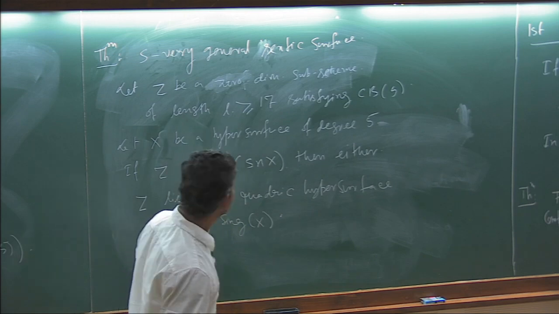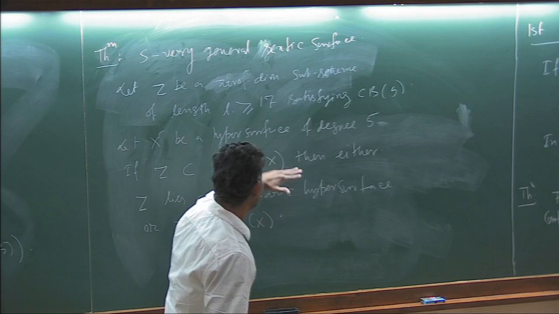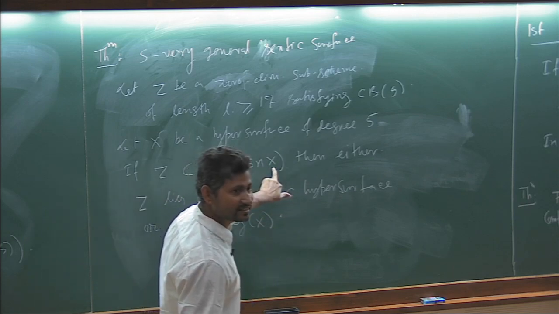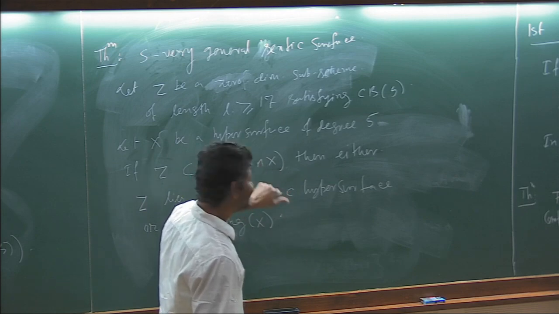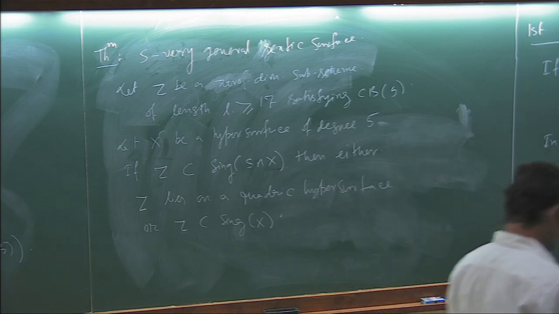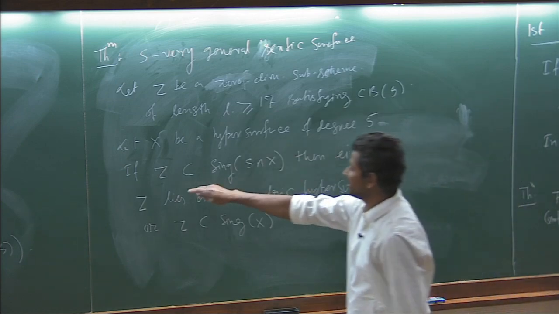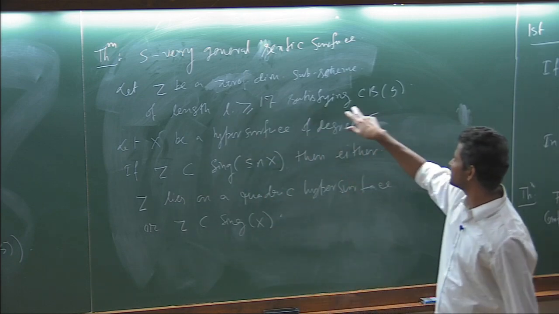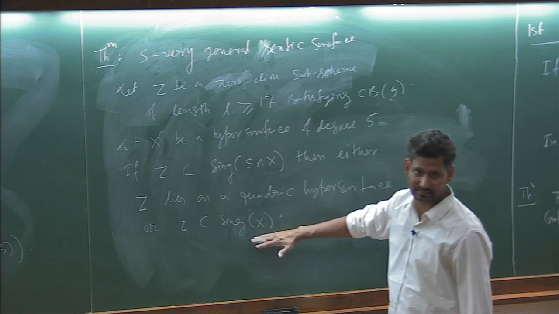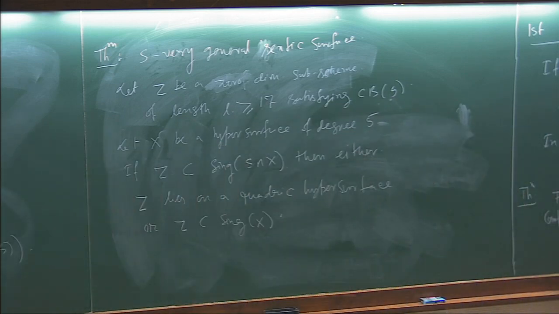Sorry? This one? The line above. Here? So Z is contained in the singular locus of S intersection X. Yes. So that means that if Z has length greater than or equal to 17 and satisfies CB5, then all the singular points come only from X. Yes.